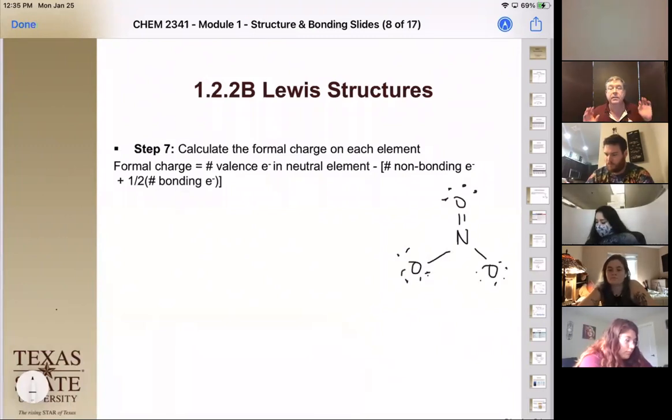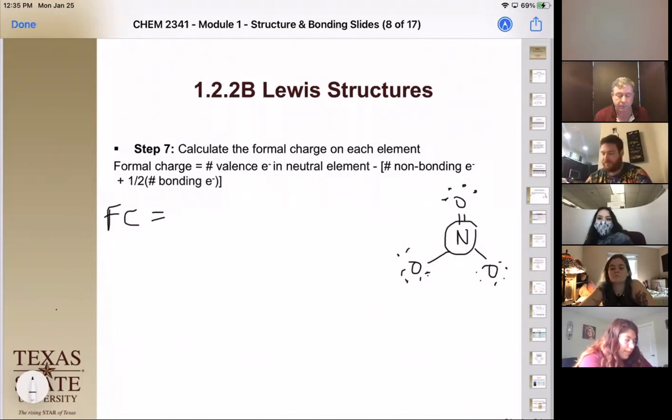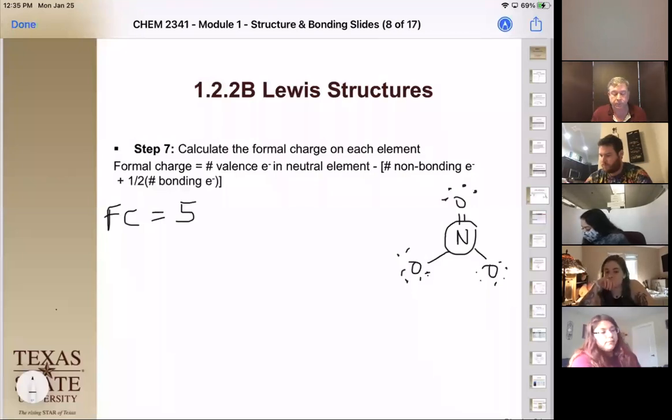So this is the Lewis dot structure we got from the last slide here. And what we're going to do is calculate formal charge. The formal charge of any atom is equal to the number of valence electrons that you bring to the party. So nitrogen is a group 5A, which means it brought 5 electrons to bond with. So we have to put 5 here. This is the number of valence electrons from the neutral element, or from the periodic table, okay?